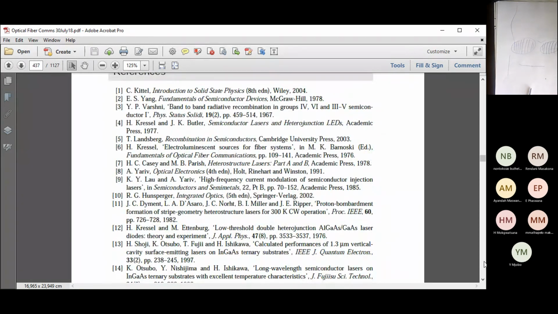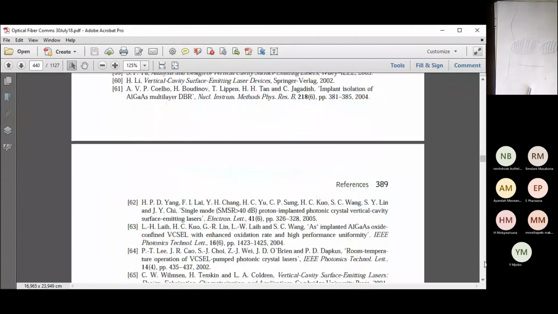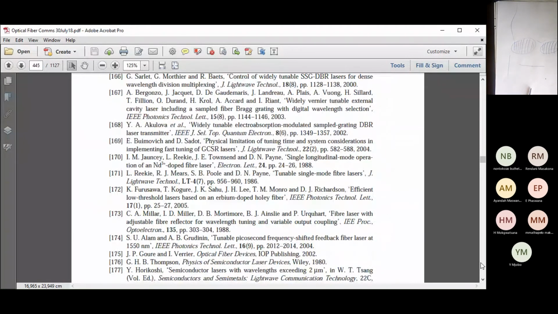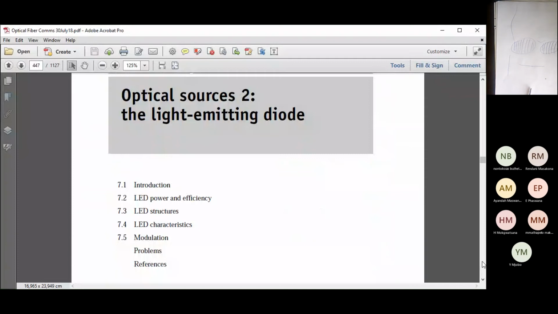And then I just want to show you what we'll do in 2 weeks' time. We'll do light emitting diodes. So after lasers, chapter 7 is LEDs. LEDs look very similar to lasers, and we'll get to chapter 7 next time. So I'm going to stop here, people.